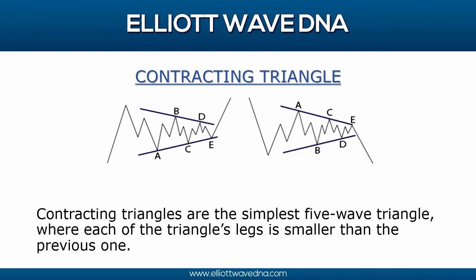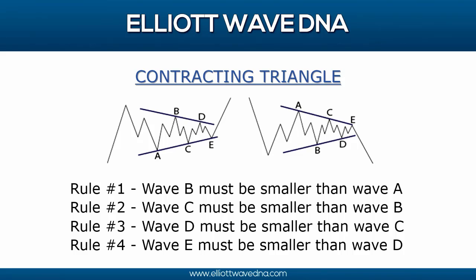Contracting triangles are the simplest 5-wave triangle, where each of the triangle legs is smaller than the previous one. So, for the rules, we are going to use this. Wave B must be smaller than wave A, wave C must be smaller than wave B, wave D must be smaller than wave C, and wave E must be smaller than wave D.